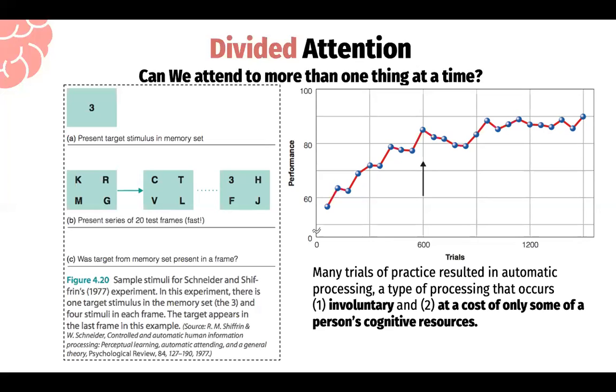Furthermore, the many trials of practice resulted in automatic processing, a type of processing that occurs without attention, or happens automatically without the person intending to do this, and at a cost of only some of the person's cognitive resources.